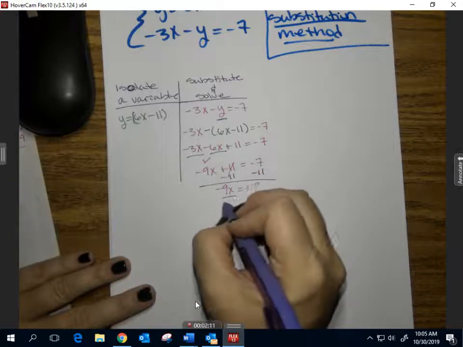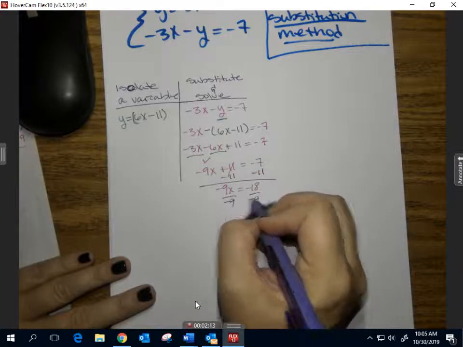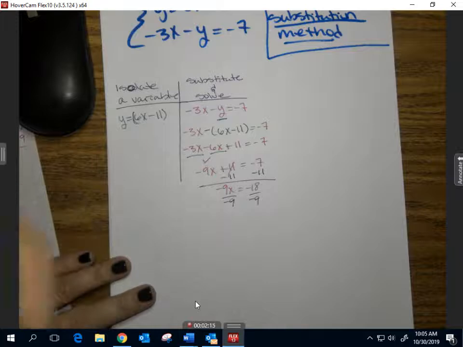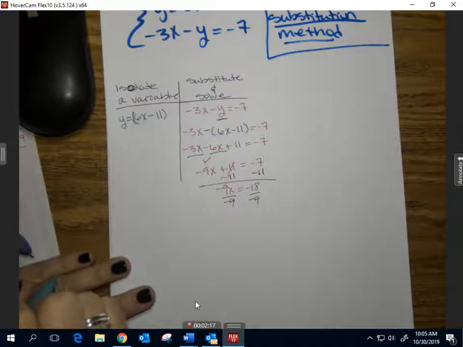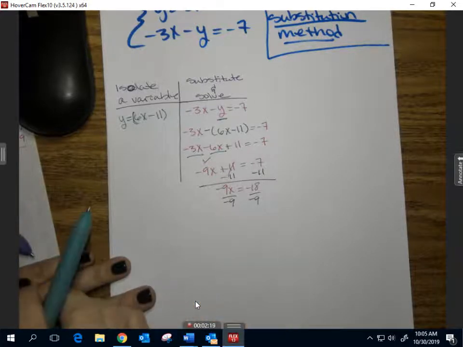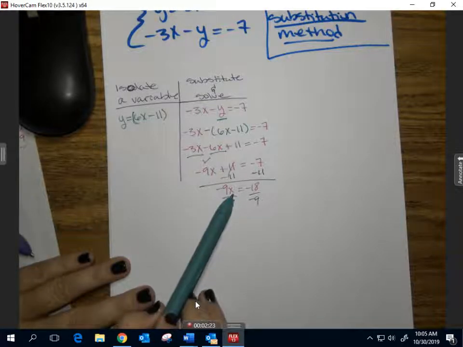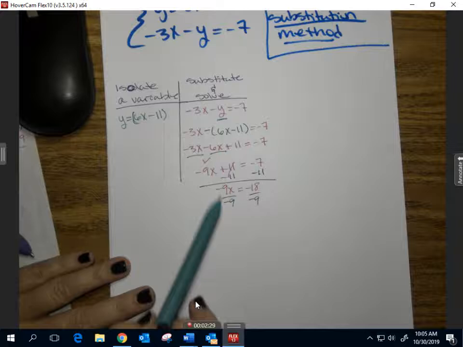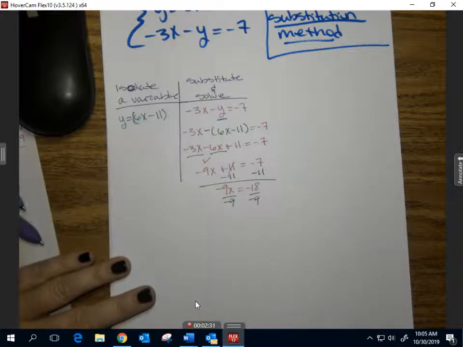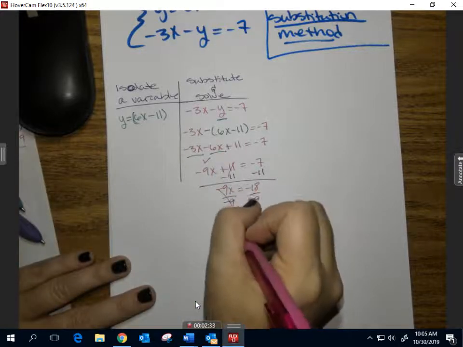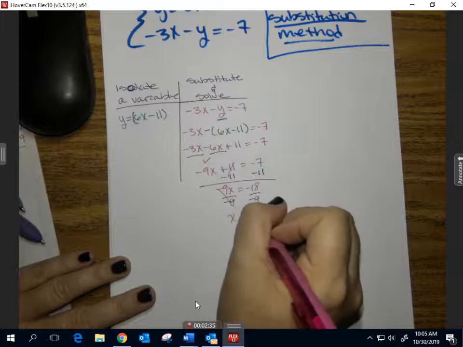And then I'll divide both sides by negative 9, which I saw a lot of people on the test want to add 9 to both sides. This is negative 9 times x, correct? How do you undo multiplying by negative 9? Divide by negative 9. That's what I did. So now I get x is equal to positive 2.